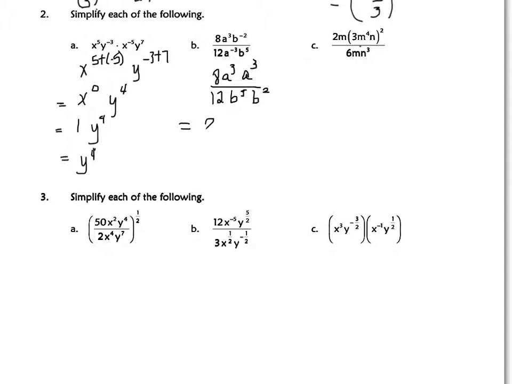So I'm just going to go 8a to the 3 plus 3 is going to be 6. And then 12b to the 5 plus 2 is going to be 7. And then there's one more thing I can do, because 8 and 12 have a common factor of 4. 4 goes into that twice, and then it goes into that 3 times. So that would leave me with 2a to the 6th over 3b to the 7.